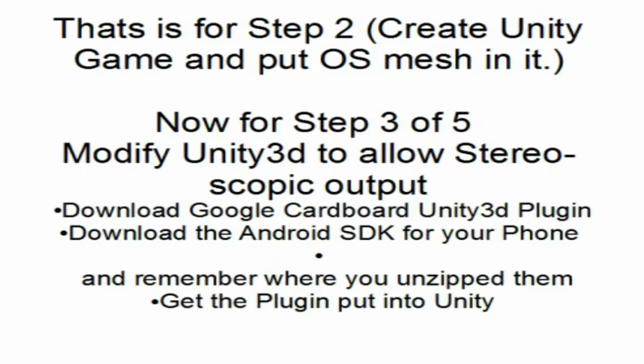Now the next step is to modify Unity to allow for stereoscopic output. In order to do this, you have to download 2 things. You download Google Cardboard Unity 3D plugin, and you download the Android SDK for your phone.